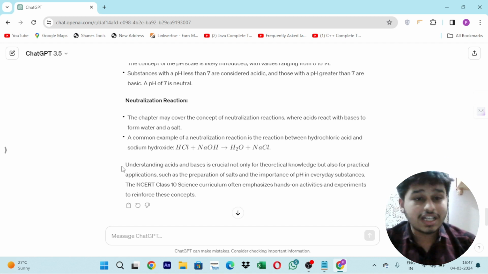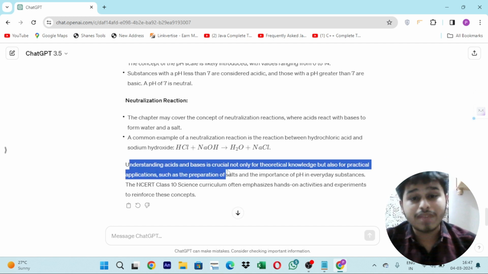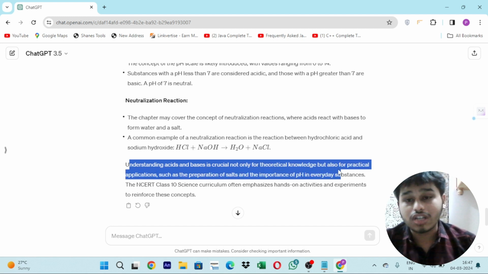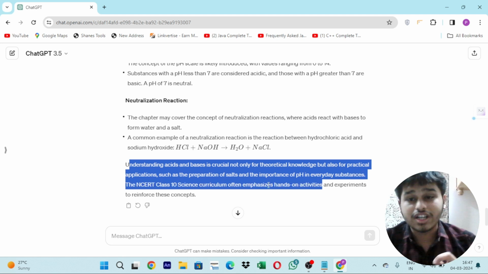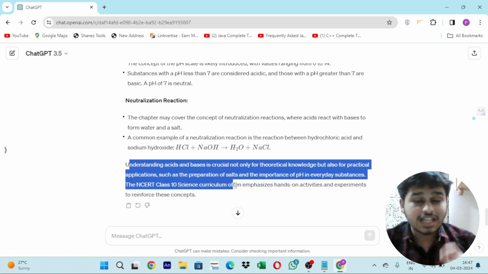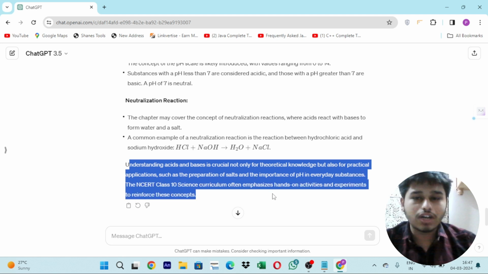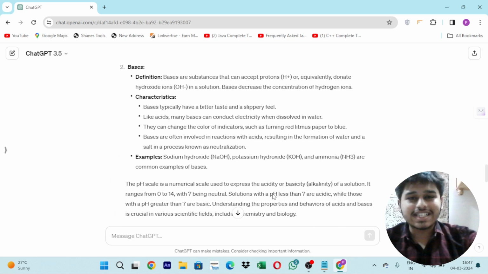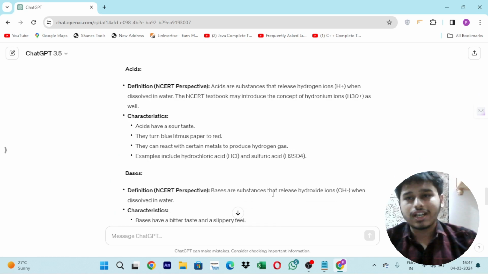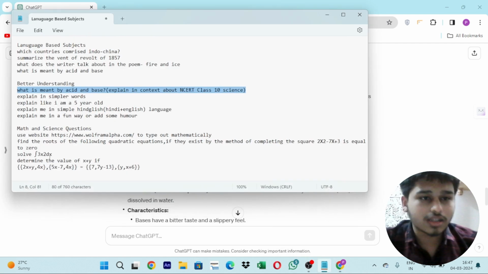And finally, ChatGPT is telling us that understanding acids and bases is crucial, not only for theoretical knowledge but also for practical application, such as preparation of salts and the importance of pH in everyday substances. The NCERT class 10 science curriculum often emphasizes hands-on activities and experiments to reinforce these concepts. So all this data is from the NCERT class 10 science textbook. Now let's go ahead and ask one another question.